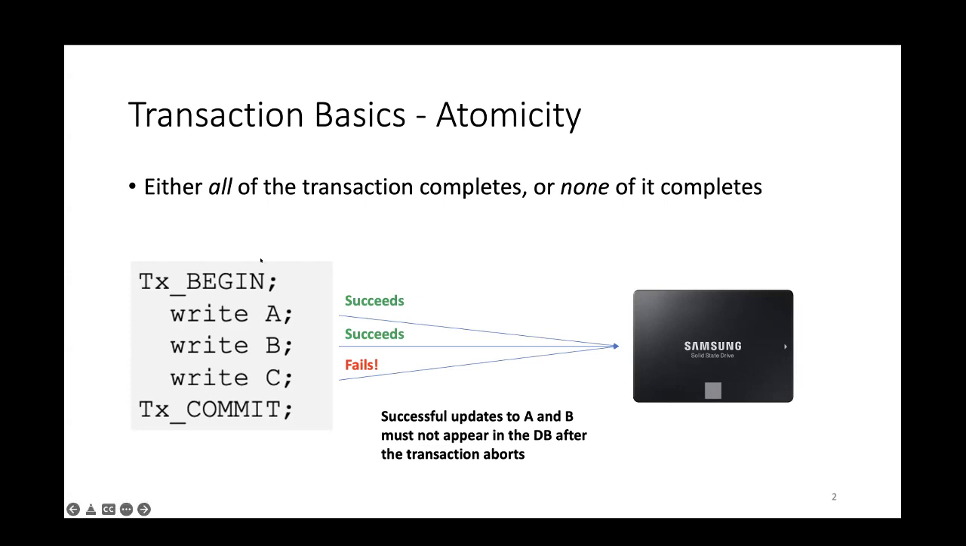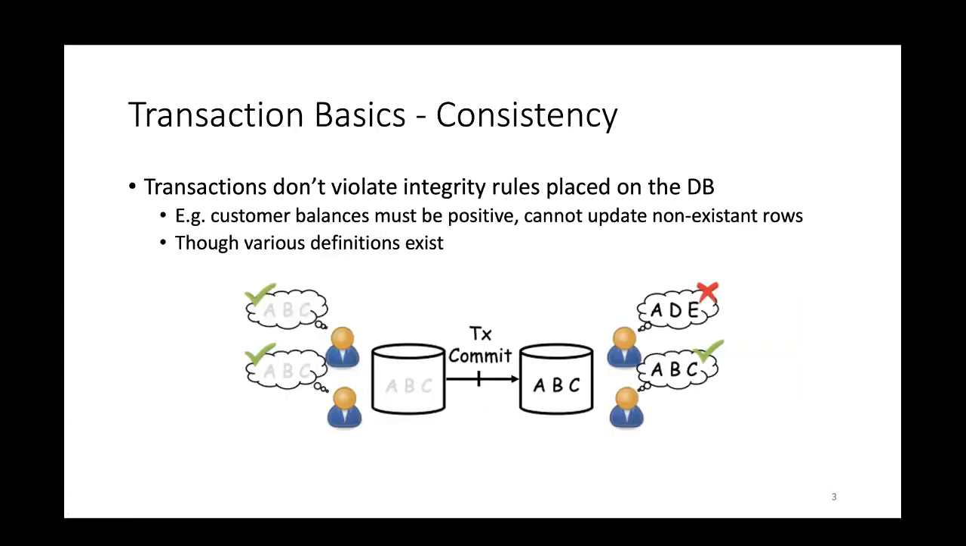So we have a transaction here on the left where we write A, B, and C, but for some reason, the write to C fails. And when this transaction finishes or cancels or rolls back, we don't want to see the updates to A and B in the database. We want everything to be as it was before the transaction began, and we call this atomicity.